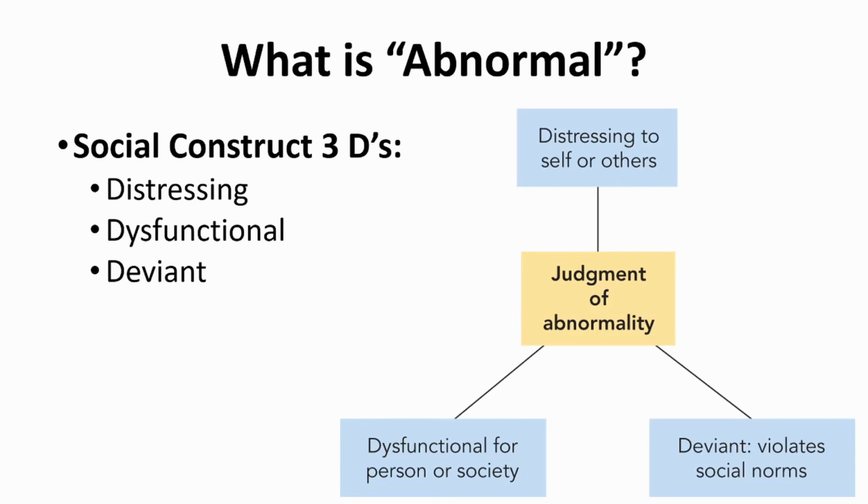And then the last D of the 3 Ds when we decide if something is abnormal would be deviant. And in this case, we're usually looking at things that are violating societal norms. And norms, again, if you remember, are sort of the rules of society. That's the rule that says that when you get into an elevator, you should turn around and face the door that you entered in because that's the way you're going to leave. So if you're going against social norms, that can contribute to a particular behavior being deemed abnormal.